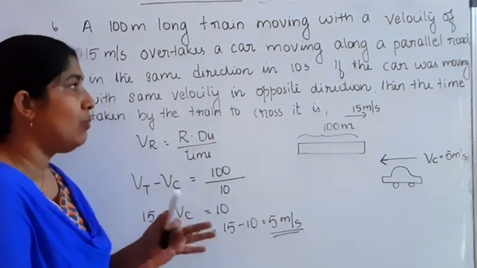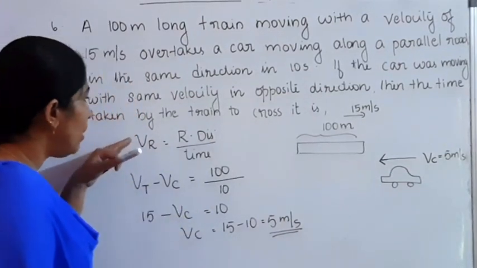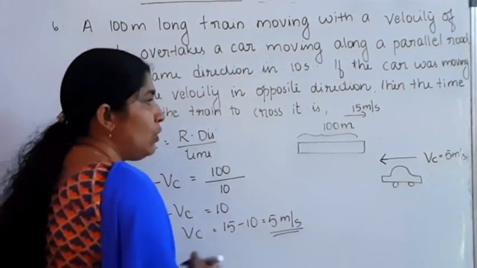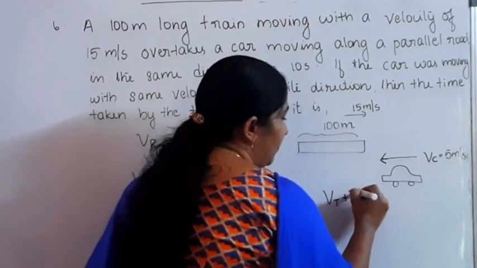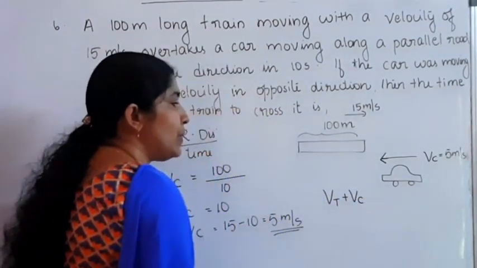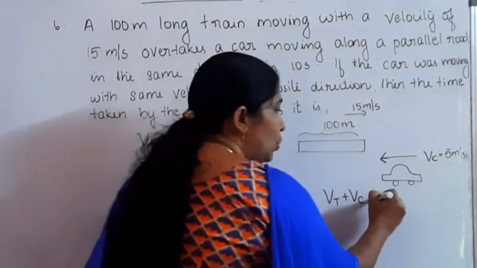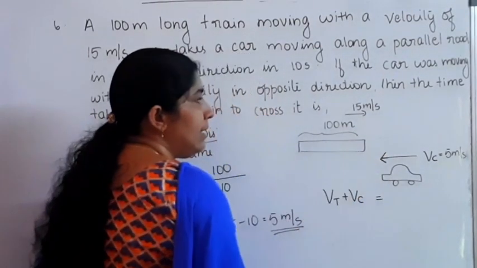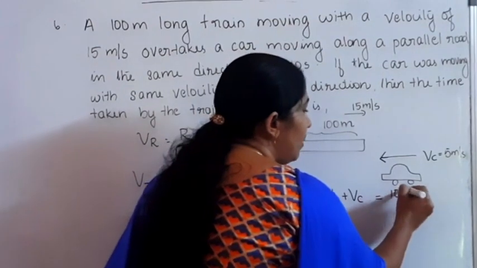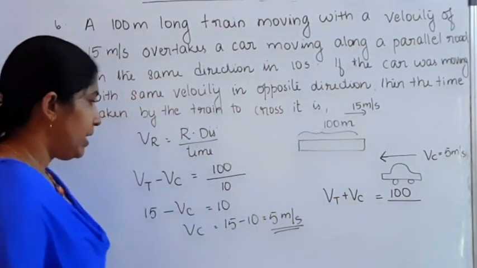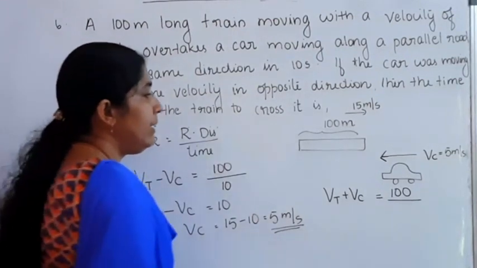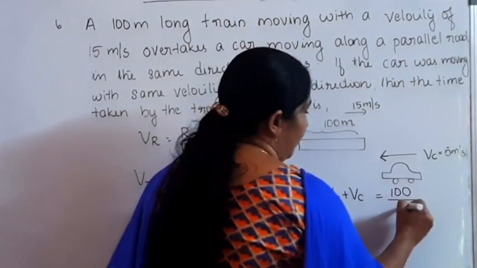Now, two objects are moving in the opposite direction. Then what about the relative velocity? Relative velocity is equal to V train plus V car, velocity of the train plus velocity of the car. That's equal to relative distance. Here the relative distance is equal to 100 because the size of the car is negligibly small compared with the train, divided by time.